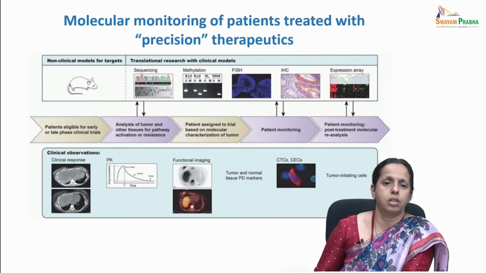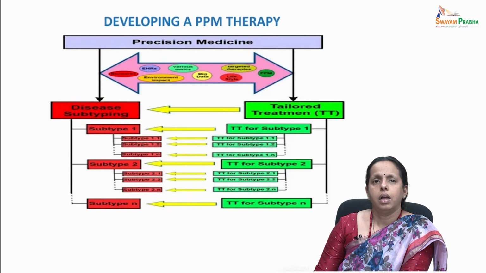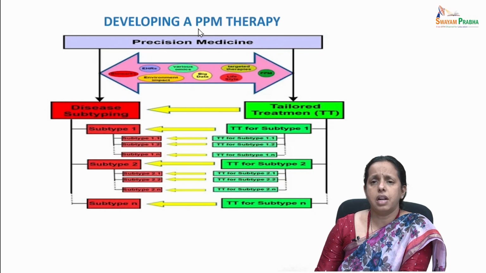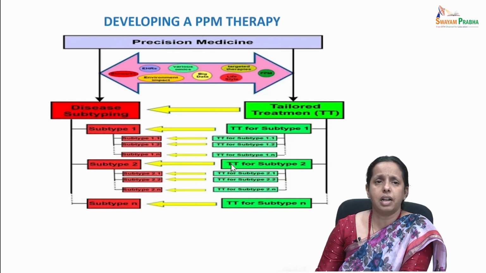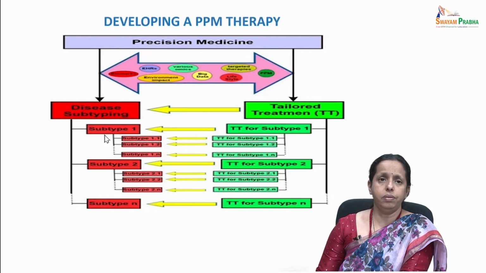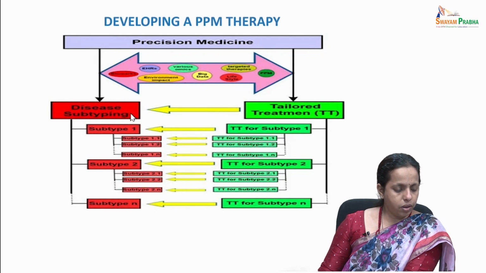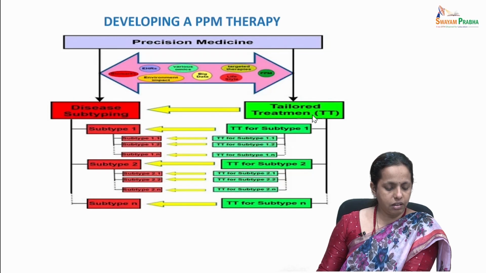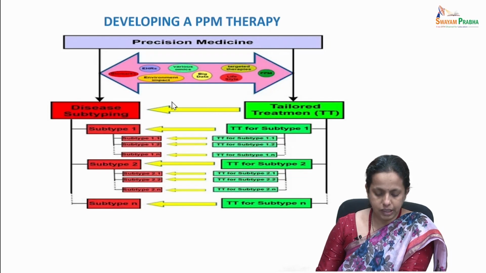Now, how do you develop a PPM model? The current personalized precision model is proposed to precisely classify patients into subgroups which share a common biological basis of disease, for more effective tailored treatment to achieve improved outcomes. So you have your disease subtypes, subtype 1, then subtype 2, and then subtype 3. You have the tailored treatment for subtype 1, and then for each subtype. Just imagine, this is a very fantastic scenario.